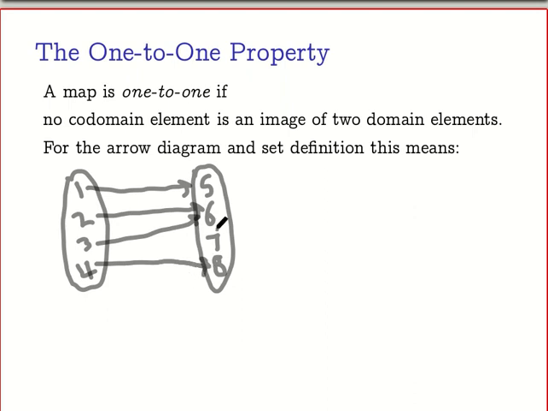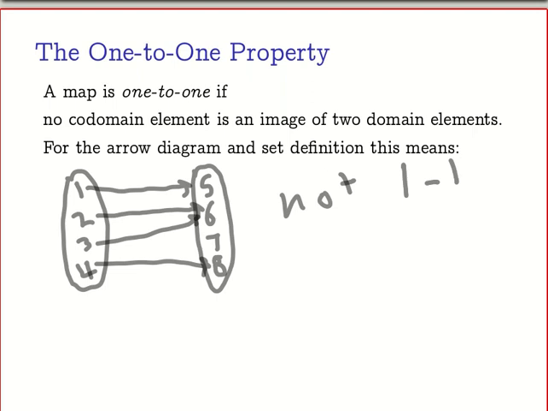Now, this map is in fact not onto because 7 does not have a domain element pointing to it, so it's not the image of some domain element, but it's also not one-to-one because here the 6 has two domain elements pointing towards it. So that's what this means, that this can't happen for it to be a one-to-one map. So this map is not one-to-one.